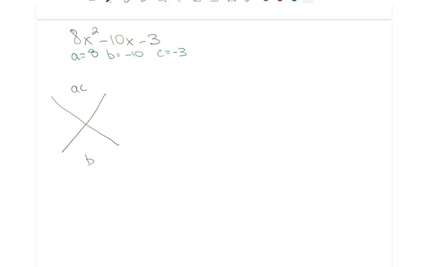So a times c is going to give us, yeah, b is going to be negative 10. So I've got to multiply to get a negative. So I know one of them's going to be positive and the other one's going to be negative. So I've got to multiply to get 24, and it's going to give me a difference of 10. Anybody got any ideas?